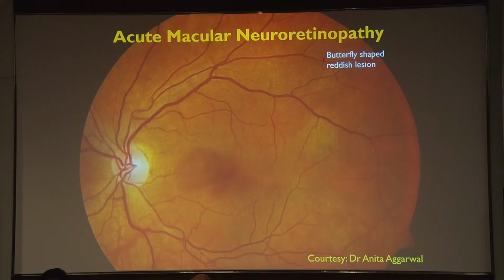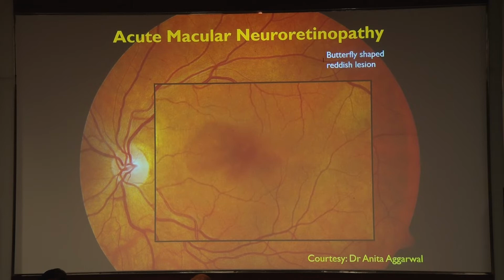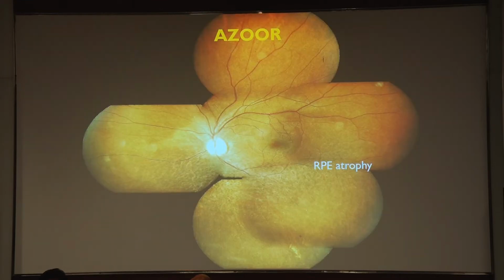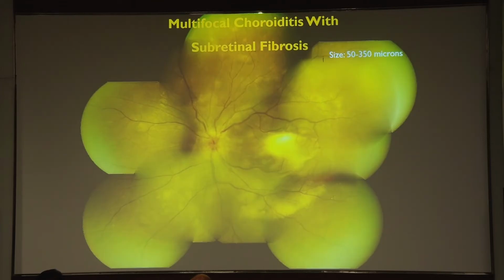Acute macular neuroretinopathy has a typical butterfly-shaped lesion over the posterior fovea. You can see in this enlarged picture a reddish, butterfly-shaped lesion which you can identify. In the early stage of AZOOR, there may not be any retinal changes, but in the later or chronic stage you can see a typical altitudinal RPE atrophy in the affected area. In multifocal choroiditis, the lesions are around 50 to 350 microns, and they may have subretinal fibrosis in the later stage.